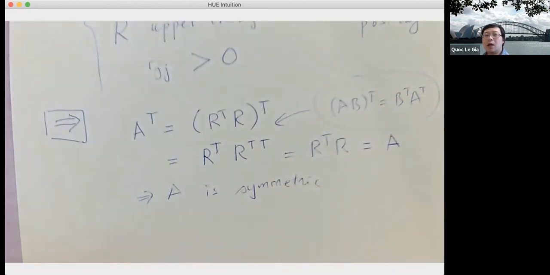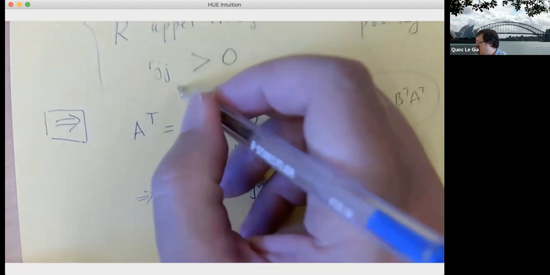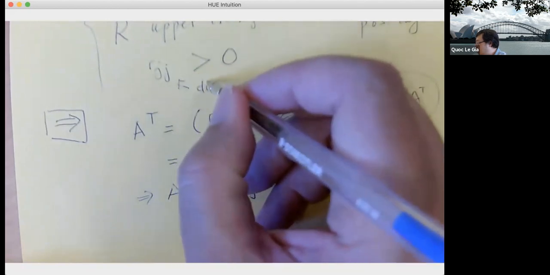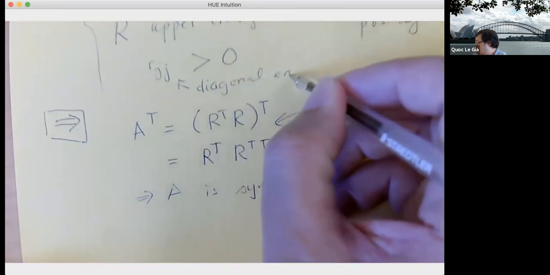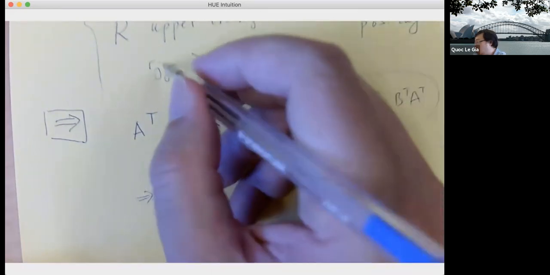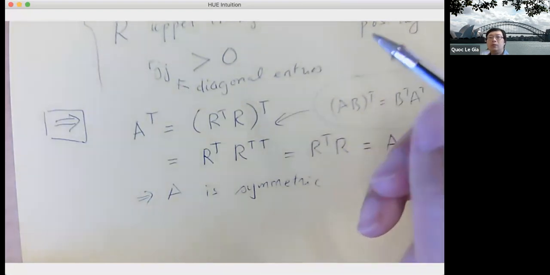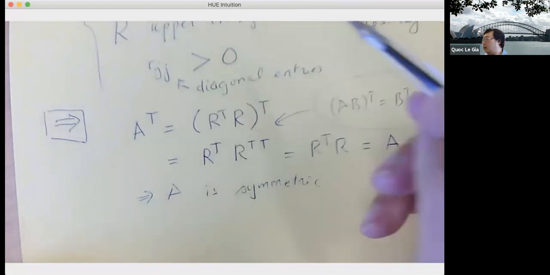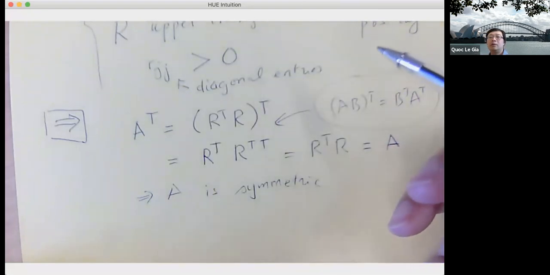So R_jj is just a diagonal entry, for j from 1 to n. Yeah. So any more questions?